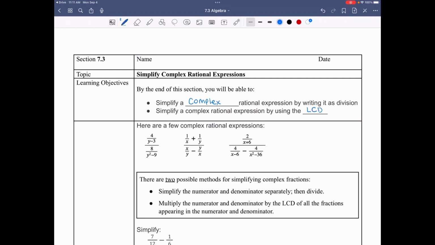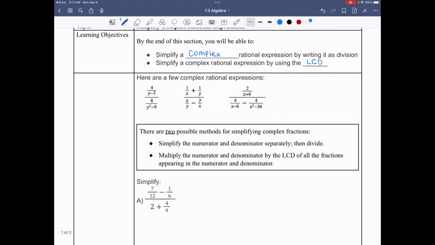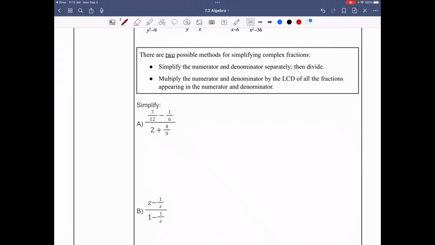And here's a few examples of complex rational expressions. You can see that there's a fraction in the numerator and fractions in the denominator. So there's two ways that we can do this. We can simplify the numerator and denominator separately and then divide, or we can multiply the numerator and denominator by the LCD of all of the fractions appearing in the numerator and denominator. So let's try both methods. Let's start with just simplifying the numerator and denominator separately.